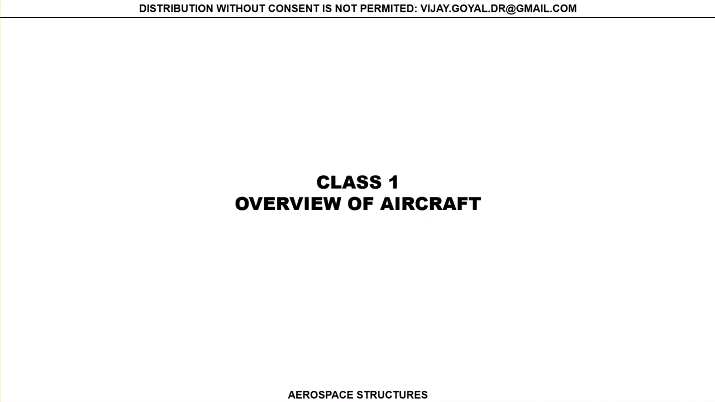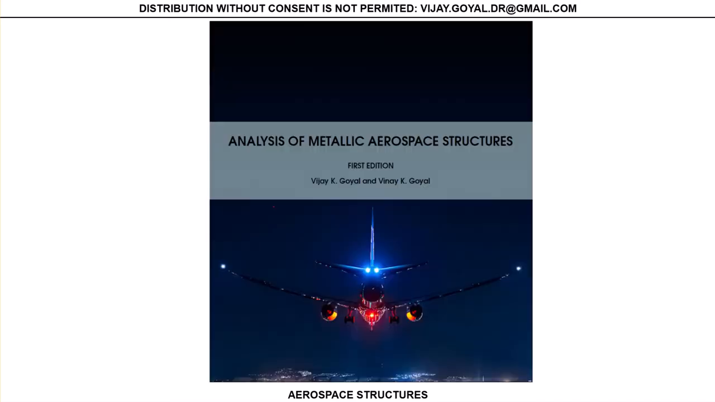In a nutshell, all our discussion will be from the textbook Analysis of Metallic Aerospace Structures. This first edition is written by my brother and myself. His name is Vinay, and my name is VJ. This is going to be the main reference that we use for our analysis.